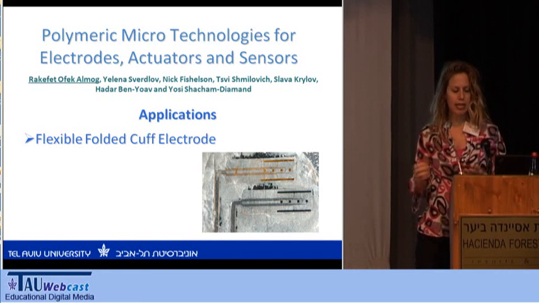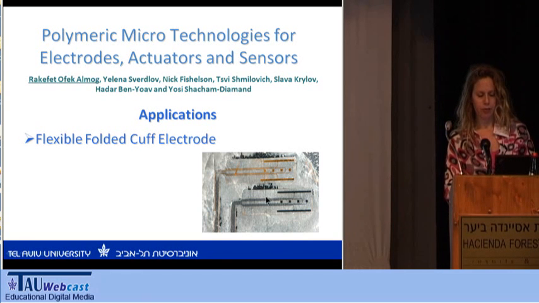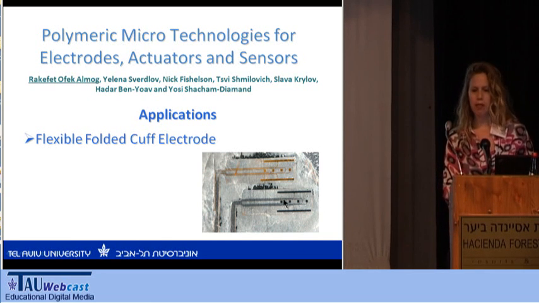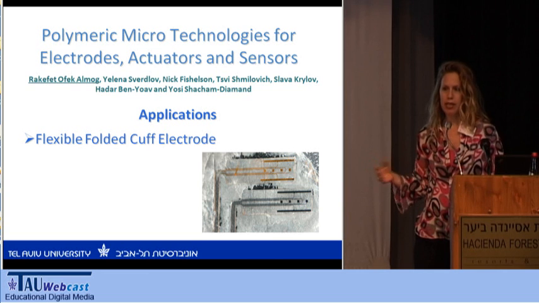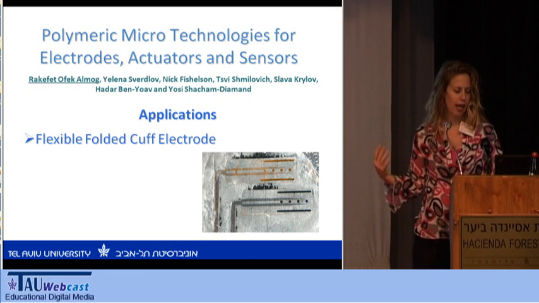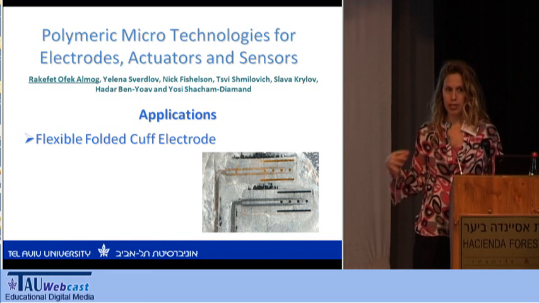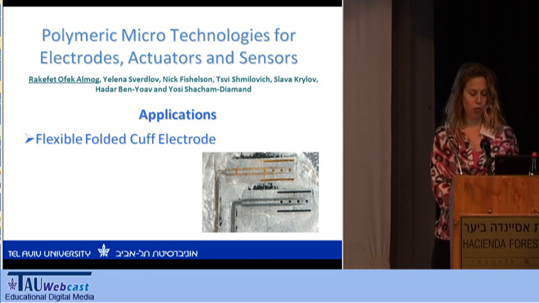And the next step that we want to do is to use, we already deposited polypyrrole, a conductive polymer, on this flexible electrode. The polypyrrole is very rough. It increases the area of the electrode, increases the sensitivity, and it also has a very good affinity to the neurons. So that's increasing the sensitivity even more.